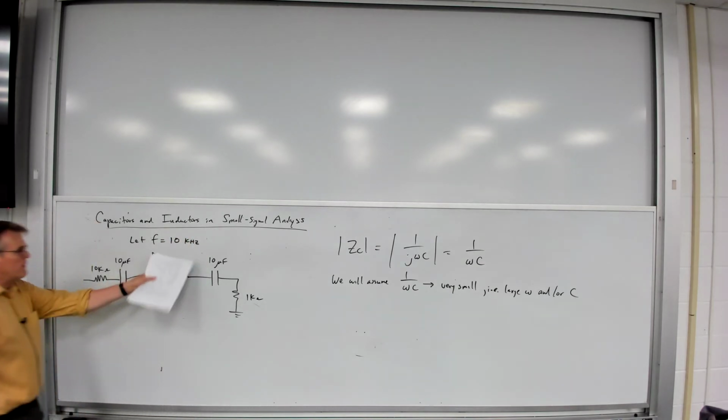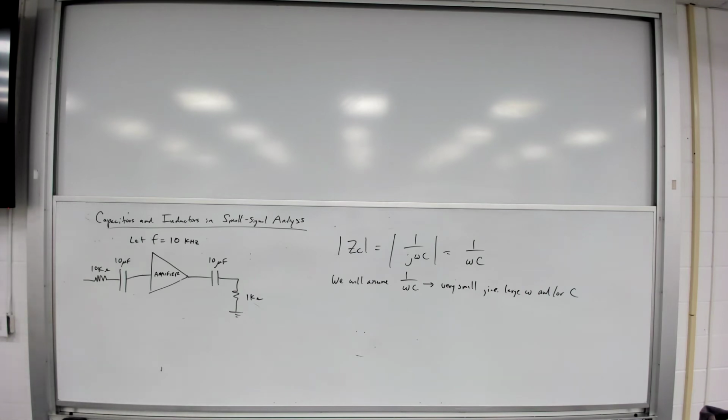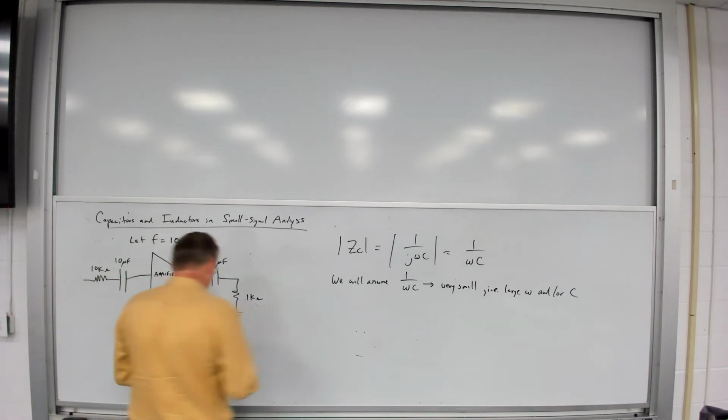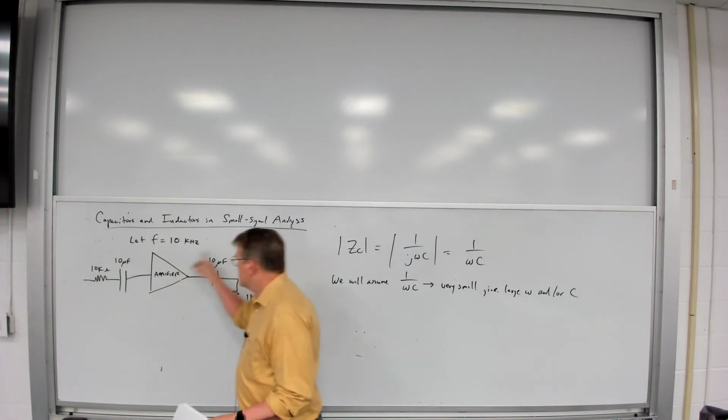Let's let f equal 10 kilohertz. Now 10 kilohertz is well within the human hearing range, right? That range is from tens of hertz up to about 20 kilohertz. That's what we can hear. So this is right in the middle of things we would hear, music, voice, anything like that. It's not really a very high frequency. Okay? So let's consider those two capacitors.